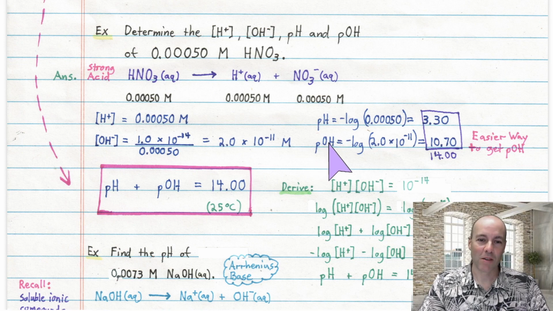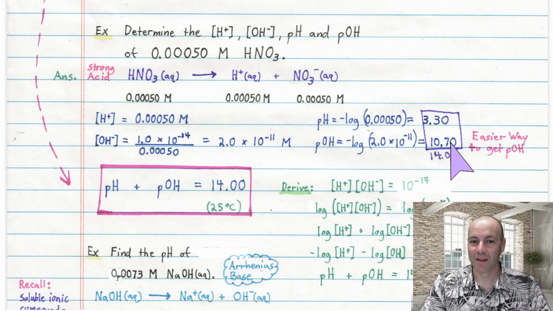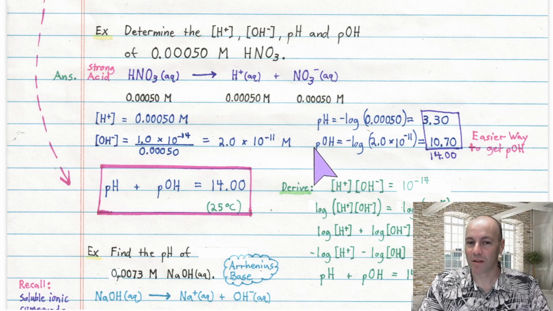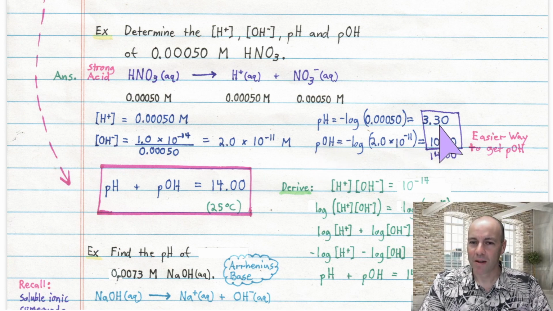And the pOH is similarly calculated. It's the negative log of the hydroxide concentration, and that equals 10.70. Now there is an easier way to get the pOH. Once you know the pH, there's a much quicker way to get the pOH. Notice that these two add together to give 14.